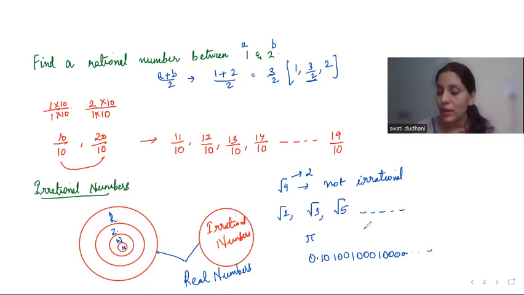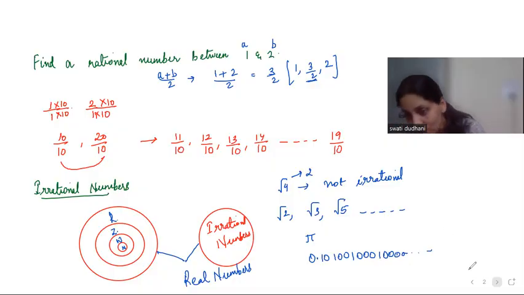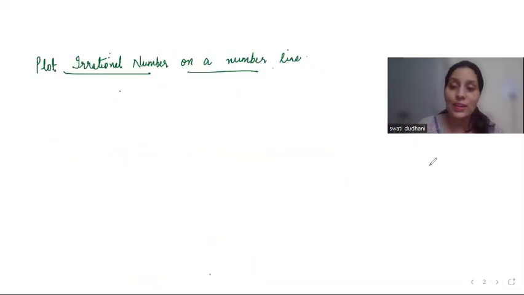So on the number line, we have seen that the rational numbers can be plotted. It is very surprising that you can also plot irrational numbers on the number line. So let's see how. Let me take a very basic irrational number, root 2. This is a very important concept. You definitely get one question from this.